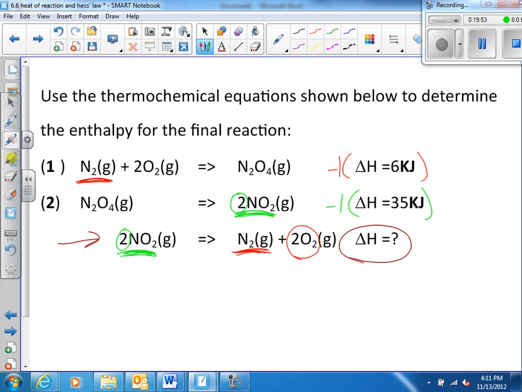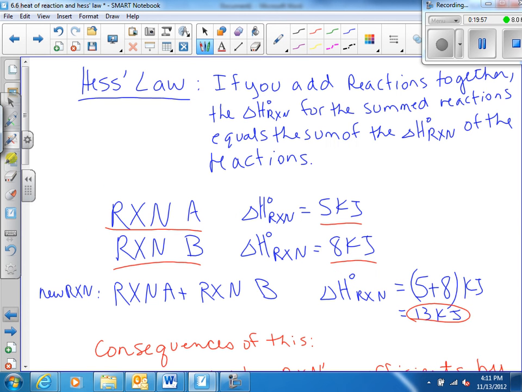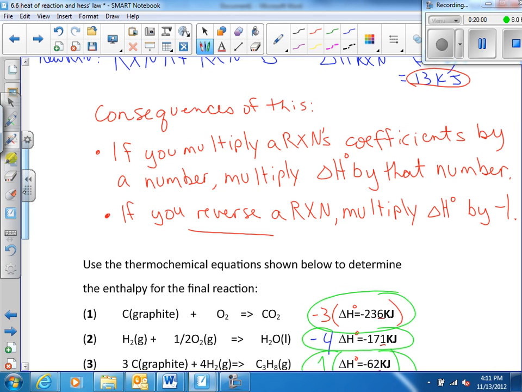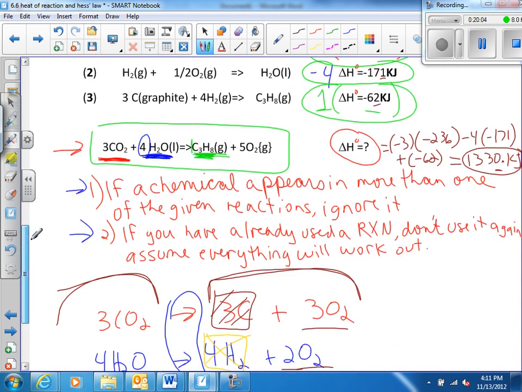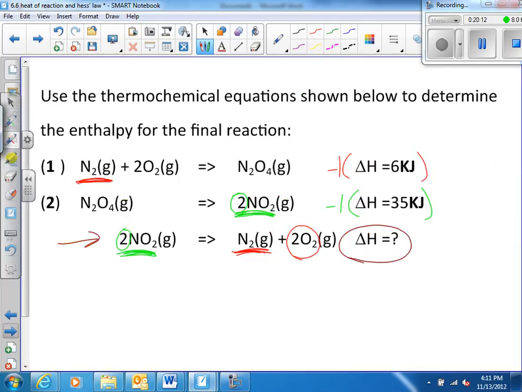Okay. Now, I've also got some oxygens here. And I haven't dealt with those yet, but one of the notes I wrote to you, the important rule is, where's our rules? Here we go. Rule 2. If you have already used a reaction, don't use it again. Assume everything will work out. So, I've already used reaction 1 and I've used reaction 2. I've got to just assume the oxygens are going to work out. I have to hope for the best.